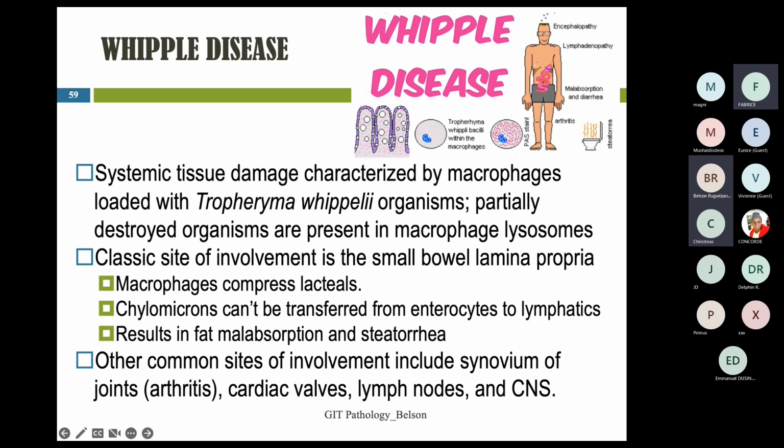So the classic site of involvement is the small bowel lamina propria. The macrophages will compress the lacteals. The chylomicrons can't be transferred from enterocyte to lymphatics, and this results in fat malabsorption and steatorrhea. So steator, when there is this prefix steator, it refers to the fat.